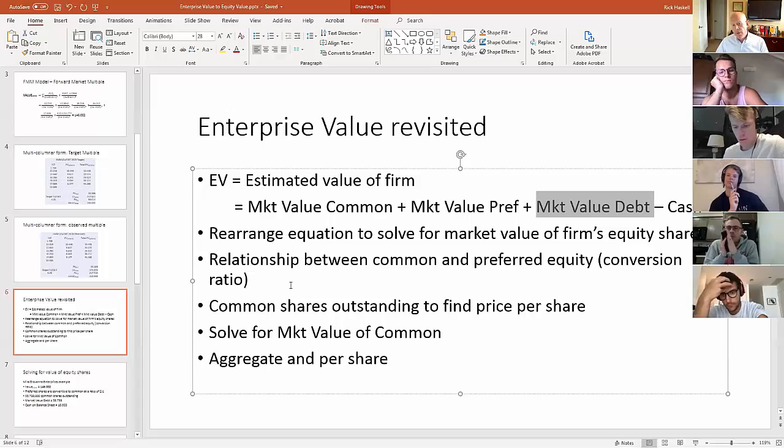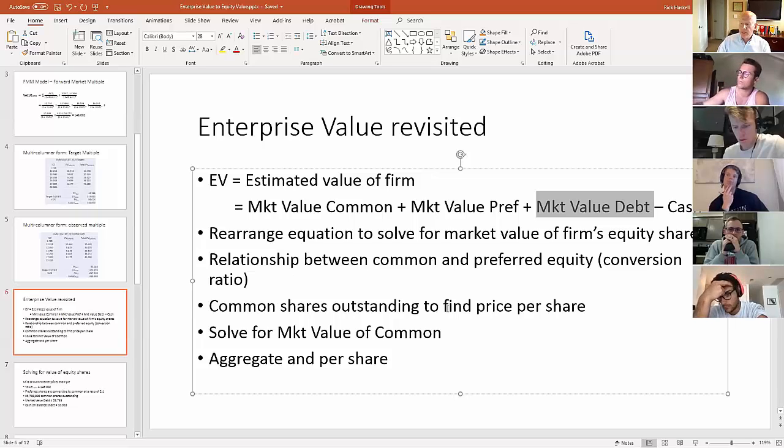So we have to have some understanding of how they relate. And most often that's going to be a conversion factor. You probably realize that most of the time, preferred shares can be converted at some point in time into common shares based upon a ratio of some kind, something like 2-to-1 or 4-to-1. And if it's a 4-to-1 ratio, that means for 4 shares of preferred, I can exchange them for 1 share of common. Okay. So we need to understand that relationship.